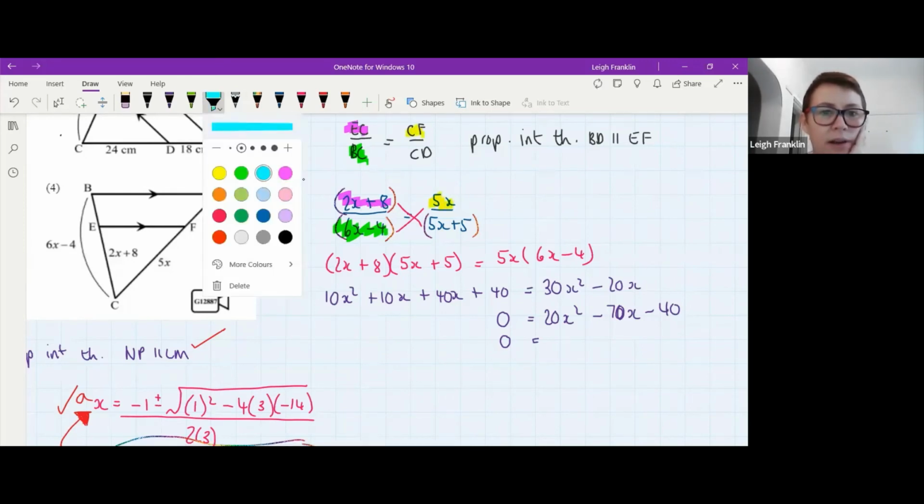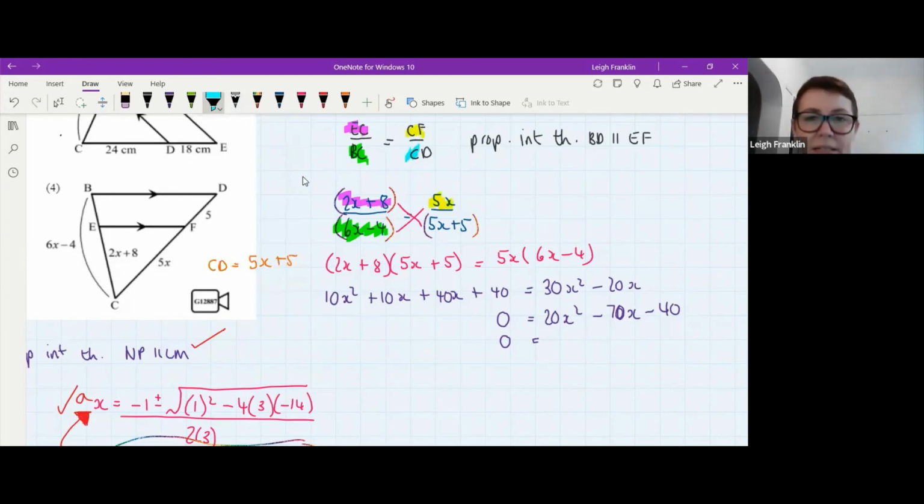And let's get another color here. CD is this whole side, and that's why it has to be 5x plus 5. Does that make sense to you? Yes, it does make sense. Thank you very much. No, it's a pleasure.